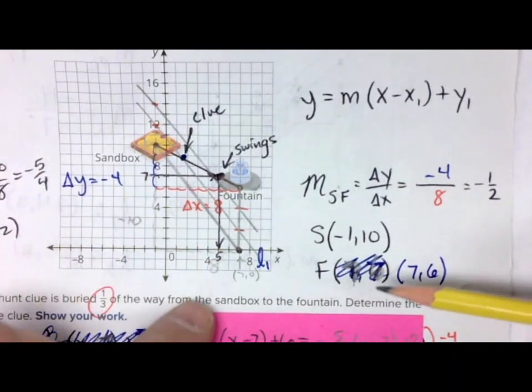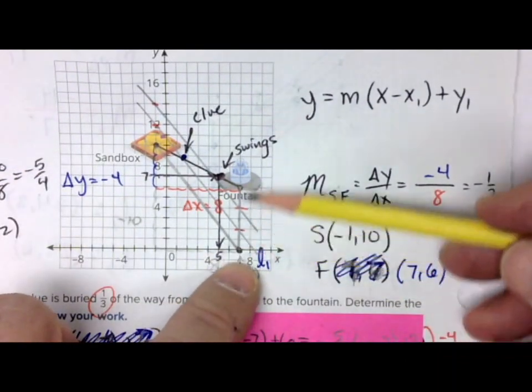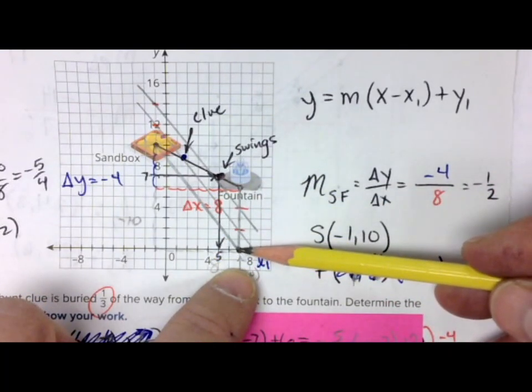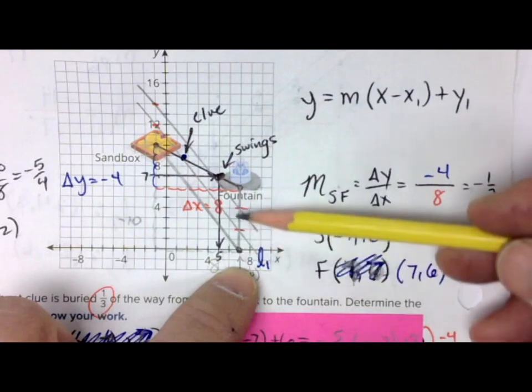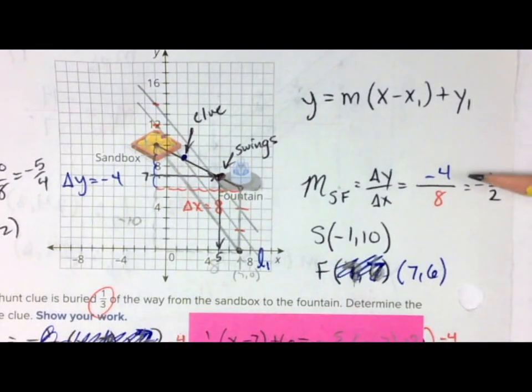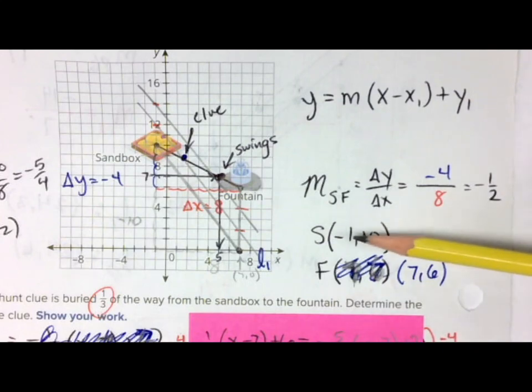I had a little bit of trouble here for a minute because I did have so many lines going on, but the fountain is across from the origin 7 spaces, and then up 6 spaces, which means the coordinate is at 7, 6. And the slope from S to F still fits that format of down 4, across 8.